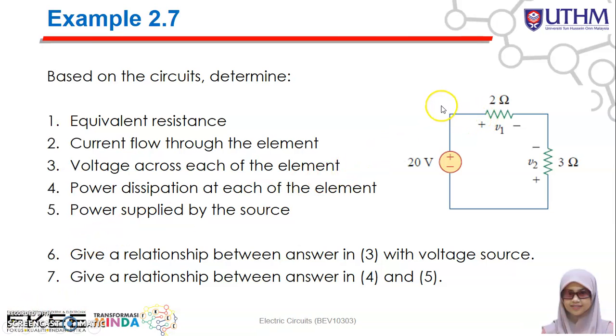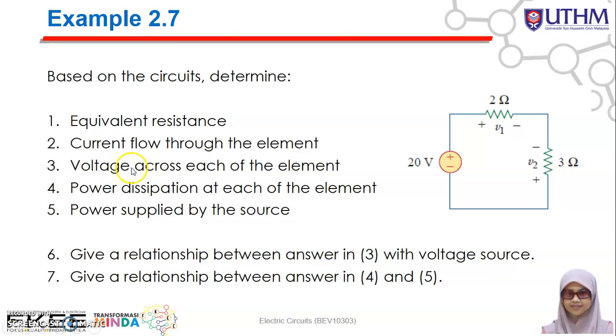Let's say you are given this kind of circuit, where you have a 20 volt supply connected in series with 2 ohm and 3 ohm. V1 is the voltage drop across the 2 ohm, V2 is the voltage drop across the 3 ohm, and you have the 20 volt supply. Based on the circuit, you need to determine the equivalent resistance, so what is the R total, and then determine the current flow through each of the elements.